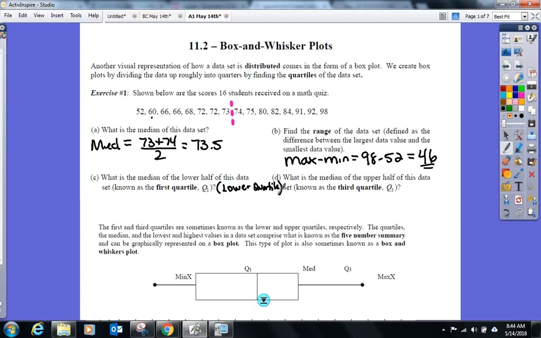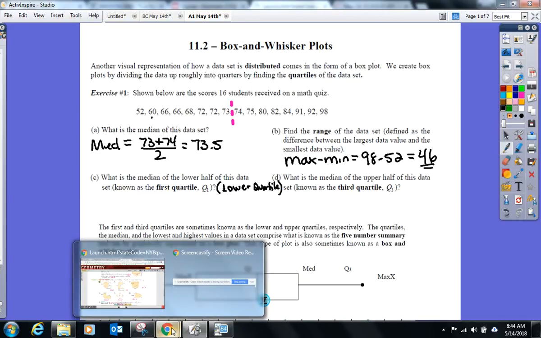All right, so we found the median was 73 and a half. Now what's the median for the lower half? What's the middle number for the lower half? Go ahead, find the median for the lower half. You can do my method, cross out the first, last, and keep going inside, inside, inside. You got two middle numbers again? Okay, so you're averaging them both.